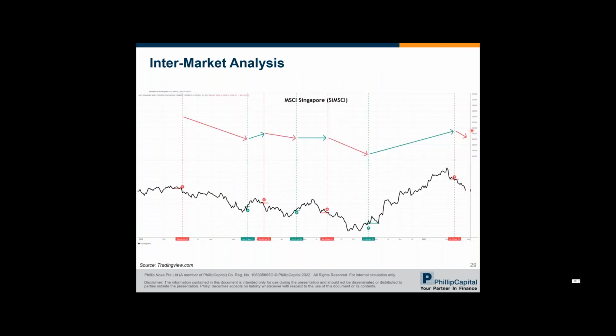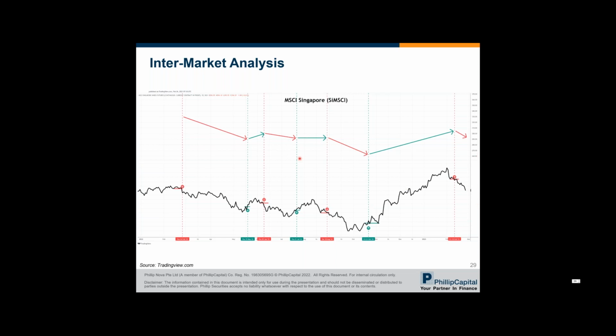And the last example I want to share using inter-market analysis is for trading on the MSCI Singapore Index, also commonly known as the SIMSCI. This stock index futures is what traders use for trading the Singapore market, the Singapore Index. 90% of its stock components is quite similar to the widely followed Straits Times Index.